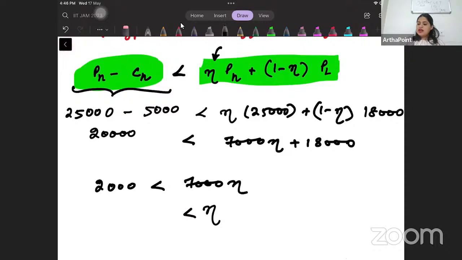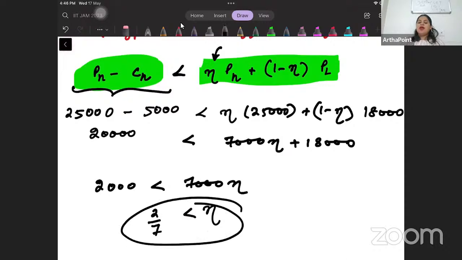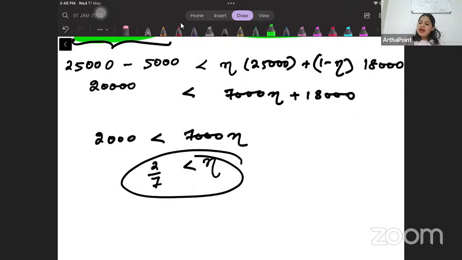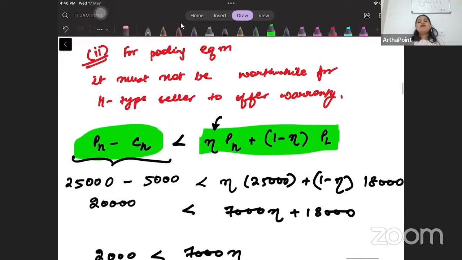So if this amount is greater than 2/7, मतलब अगर जो मेरे high sellers हैं, high quality sellers, if their ratio is more than 2/7, if they are more in number than 2/7, then they will go for pooling equilibrium and they will not go for selling it separately by showing warranty. ठीक है? Is this making sense? So this is a good question.